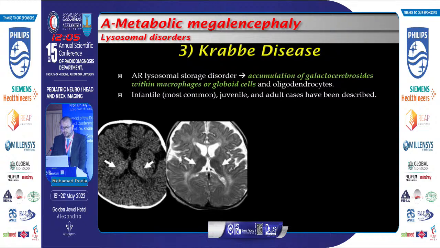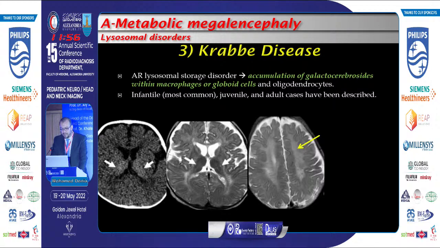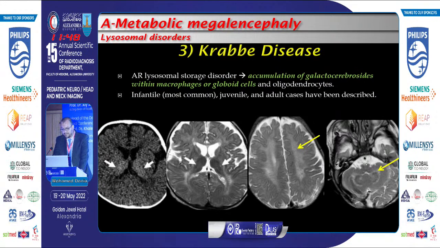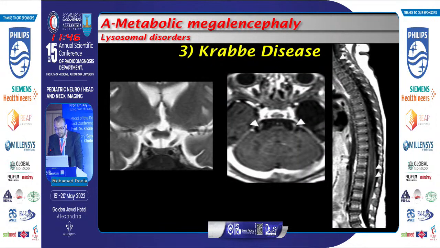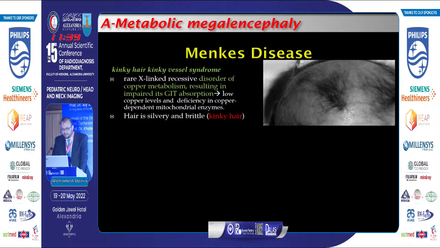Krabbe disease is due to accumulation of galactocerebroside within the macrophages or globoid cells. There are hyperdense thalami and T2 hypointense thalami. There is involvement of the central white matter sparing the subcortical fibers, and characteristic peridentate hyperintensities. Also, there is thickening of the optic chiasm, and enhancement of the cranial nerves and cauda equina roots.